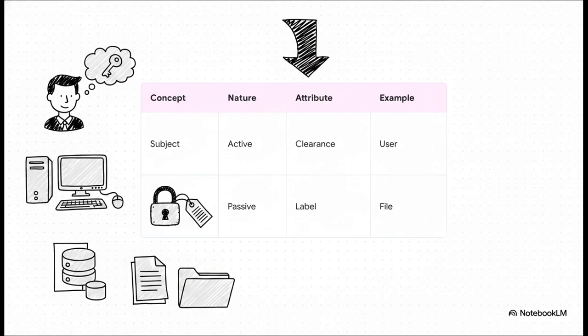To put it all together real quick, your nature dictates your attribute. If you're an active subject, like a user or a background process, you carry a clearance. If you're a passive object, like a file or a database, you're protected by a label. Truly internalizing this vocabulary allows you to instantly decode the mechanics of almost any security interaction out there.